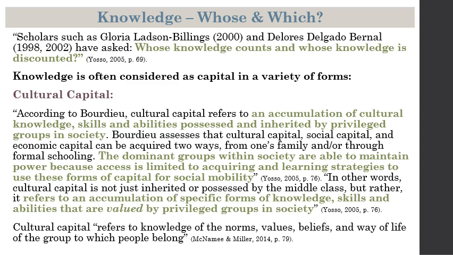It refers to an accumulation of specific forms of knowledge and skills, abilities that are valued by privileged groups in society. McNamee and Miller basically say the same thing when they say that cultural capital refers to knowledge of the norms, values, beliefs, and the way of life of the group to which people belong.